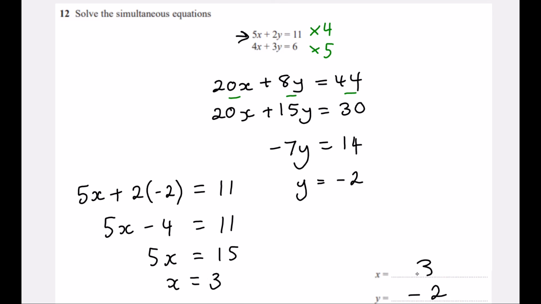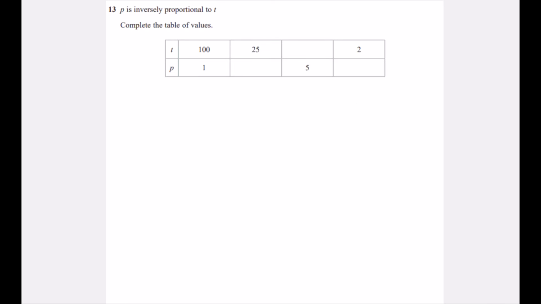X is 3. And we can check our answer on the second one. So 4x, 4 3's are 12, plus 3y's, 3 negative 2's, which would be negative 6. So 12 take away 6 is 6. And that is correct.